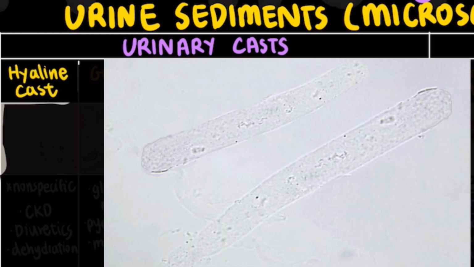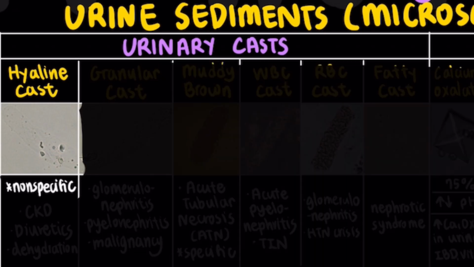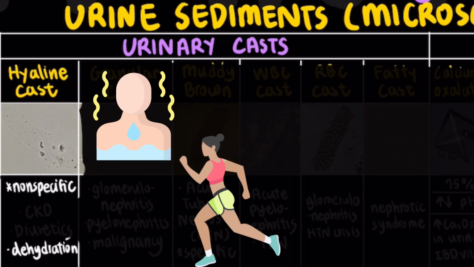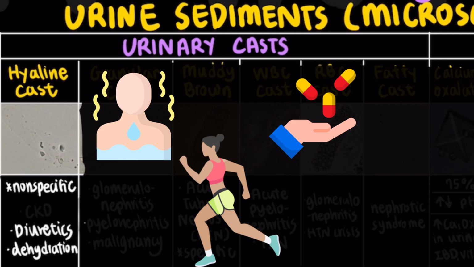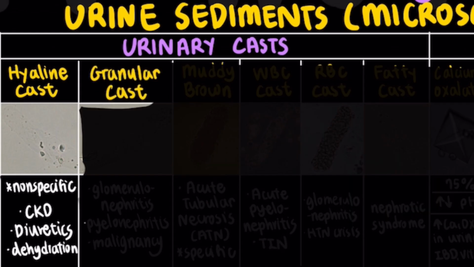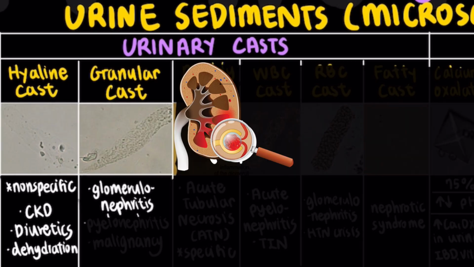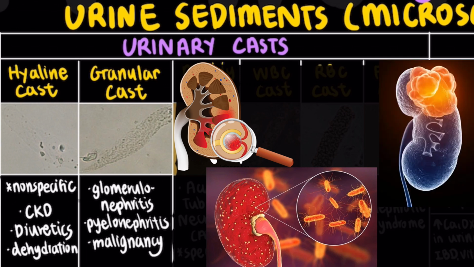First, hyaline cast. This is the simplest type, just pure protein, no cells inside. It's considered non-specific and can be seen in dehydration, after exercise, in patients on diuretics, or in chronic kidney disease. On its own, it doesn't necessarily indicate pathology. Next, the granular cast. This one has a grainy texture and usually forms from the breakdown of cellular debris. You can see it in more serious conditions like glomerulonephritis, pyelonephritis, or even malignancy. It's more suggestive of active renal disease.